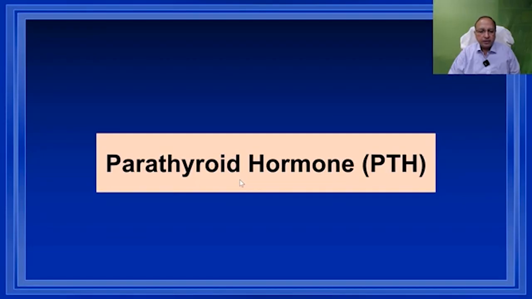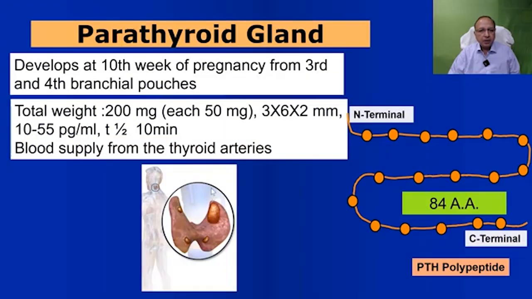So now let us discuss the physiology of the parathyroid hormone. The parathyroid gland develops at the 10th week of pregnancy from the 3rd and 4th branchial pouches. The total weight is just 200 milligrams, that is, each 50 milligrams times 4, and each gland is 3 by 6 by 2 millimeters. The blood supply is from the thyroid arteries. This is how the parathyroid gland looks. It has an N-terminal and a C-terminal, and the parathyroid hormone is a polypeptide hormone which has roughly 84 amino acids.